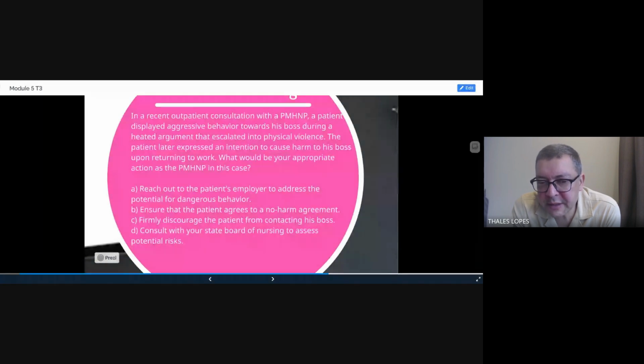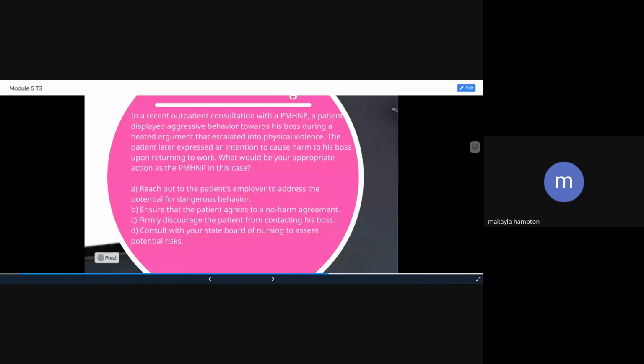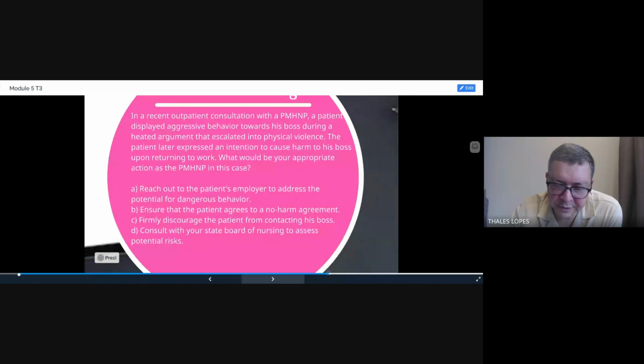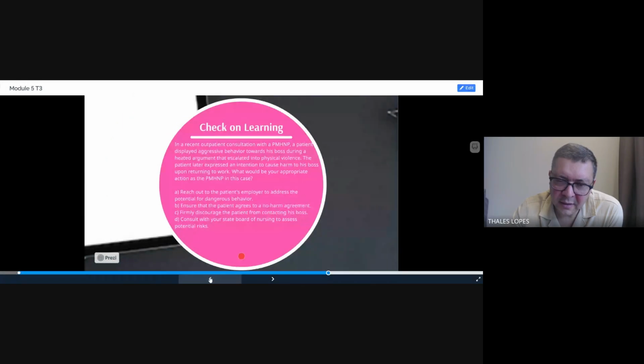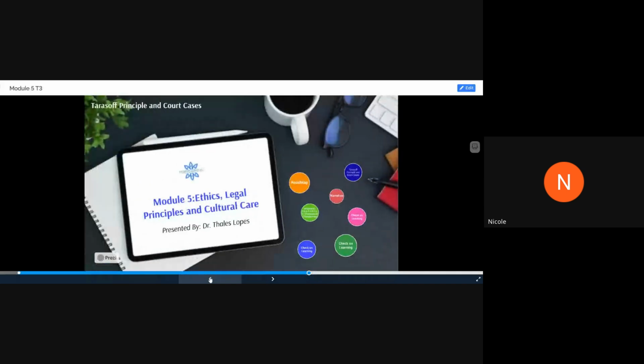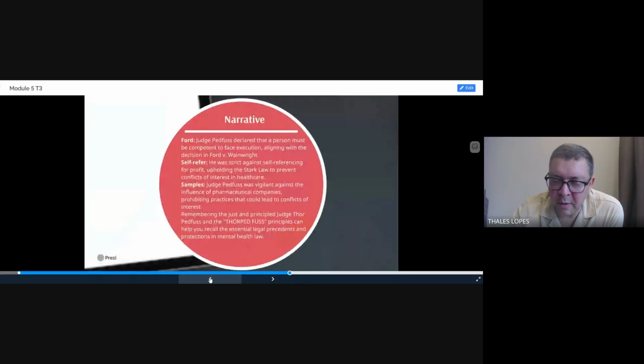So now, who thinks it's A, and tell me your rationale? I think it's A. Go ahead, please tell me why. The rationale would be, I mean, he's already told you, he's already made a threat. It went from physical violence to a threat. For me, you need to warn the employer because he's going to go to work and try to carry out the action. Okay, perfect. I like what you said. You have the duty to warn the boss, right?